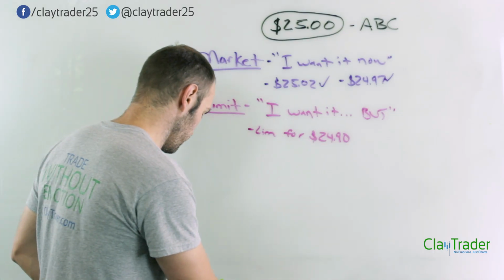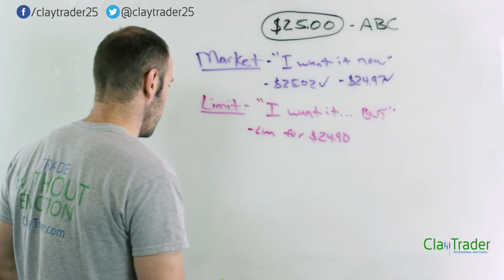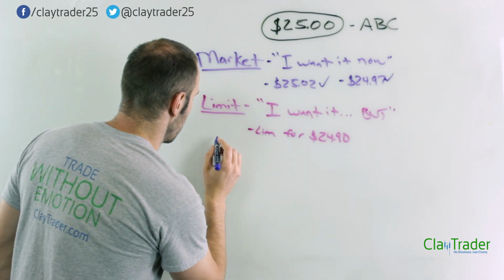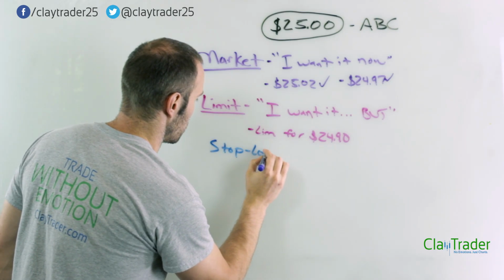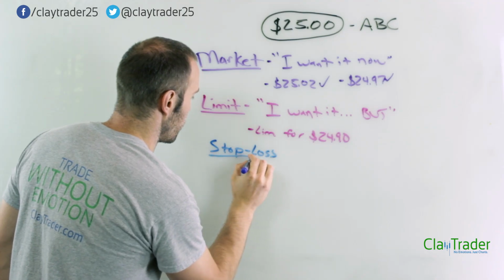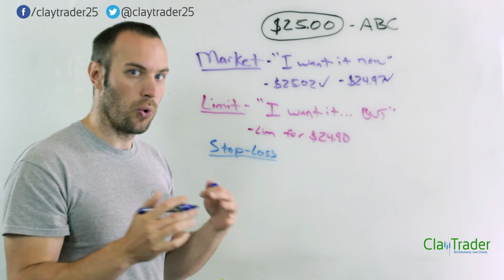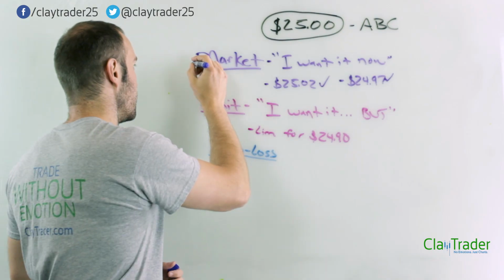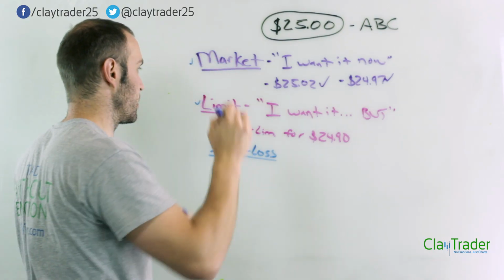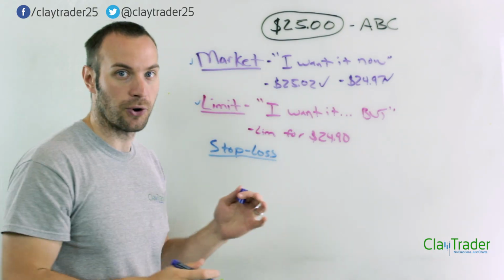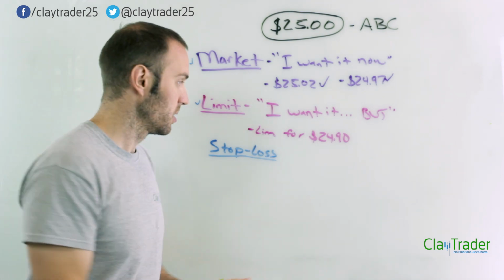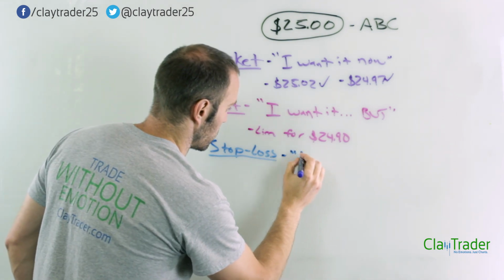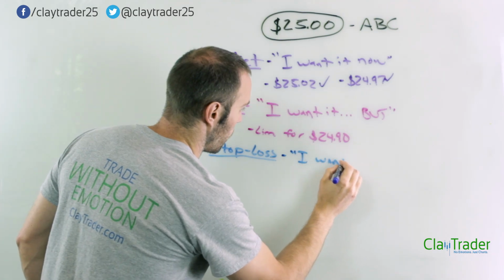The next type of order, very, very important type: stop loss. Now the thing here is stop loss only pertains to you if you've gotten in. So either this or this order type has already taken place in order for a stop loss order to be relevant to you. And a stop loss is saying, I want out.